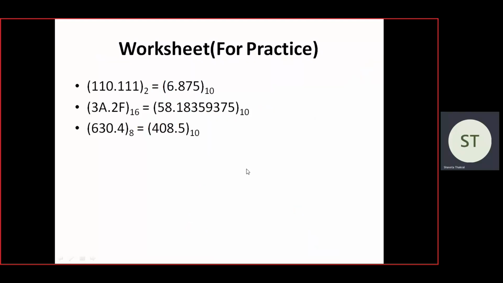And this is the worksheet for practice. You can practice by taking this binary as input and converting it to decimal. Then take this hexadecimal as input and convert it to decimal, and take this octal number as input and convert it to decimal. And you can verify these results.